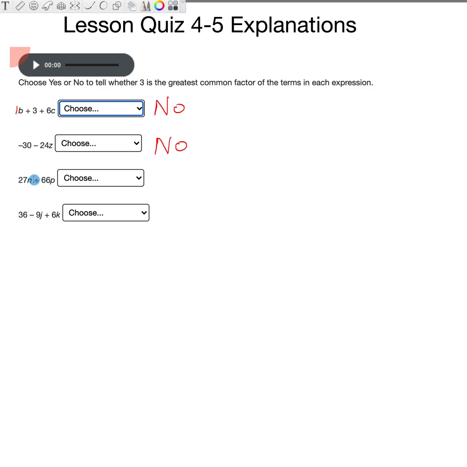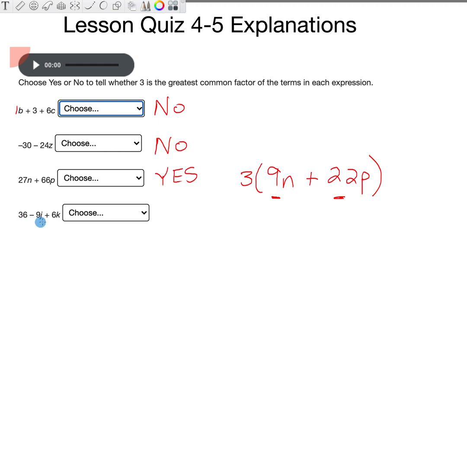And then we can look at this next one. Both of these are divisible by 3. If we want to 100% confirm, we can actually factor out a 3 and see what it would be. If I divide this by 3, I get a 9n. Then there's a plus sign. And if I divide this one by 3, I get 22p. And 3 is the greatest common factor because if I look at these two numbers, I can't divide either one of those two evenly by anything other than a 1. So this is the biggest number that we could put on the outside, so it is the greatest common factor.